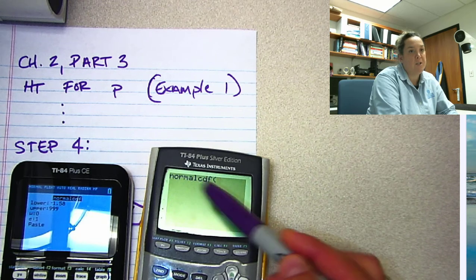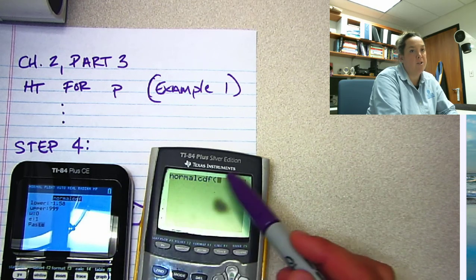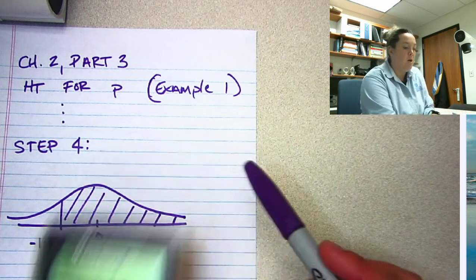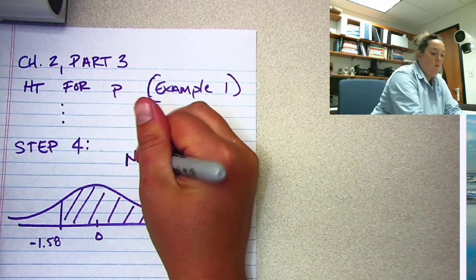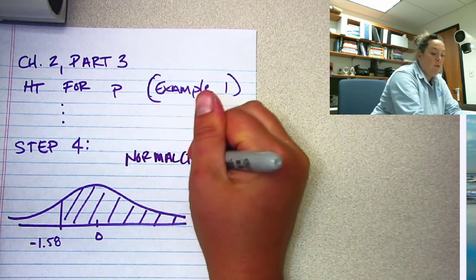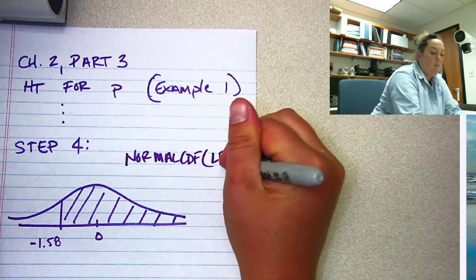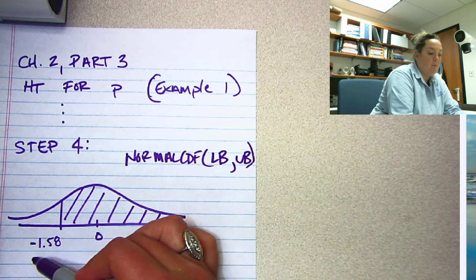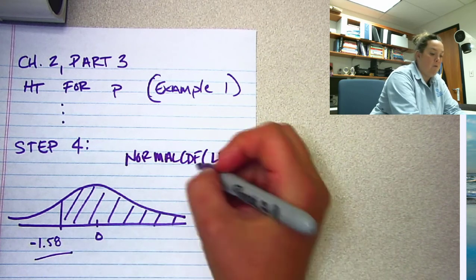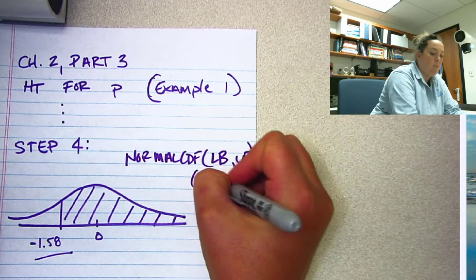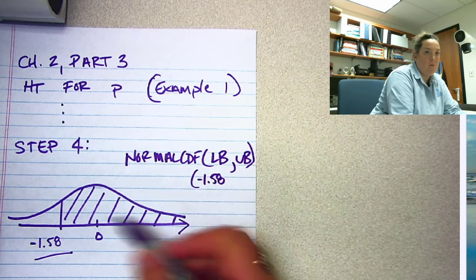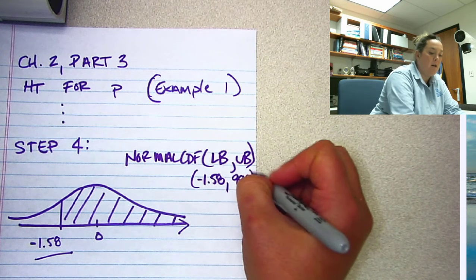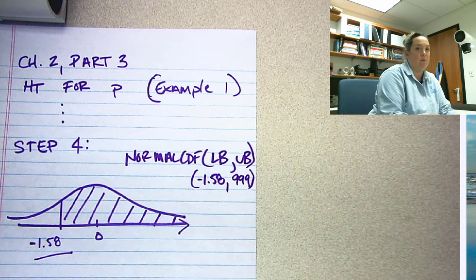But with this, it's actually the same prompts in the same order. It just doesn't tell you what it wants. So for the normal CDF option over here, just generically for future homework assignments, it always wants the lower bound and then a comma and then the upper bound. So for this particular problem, our highlighting starts at negative 1.58. So we will have negative 1.58 and then the upper bound, like we talked about in the lecture video, goes up to positive infinity, and that's essentially all that it's looking for.